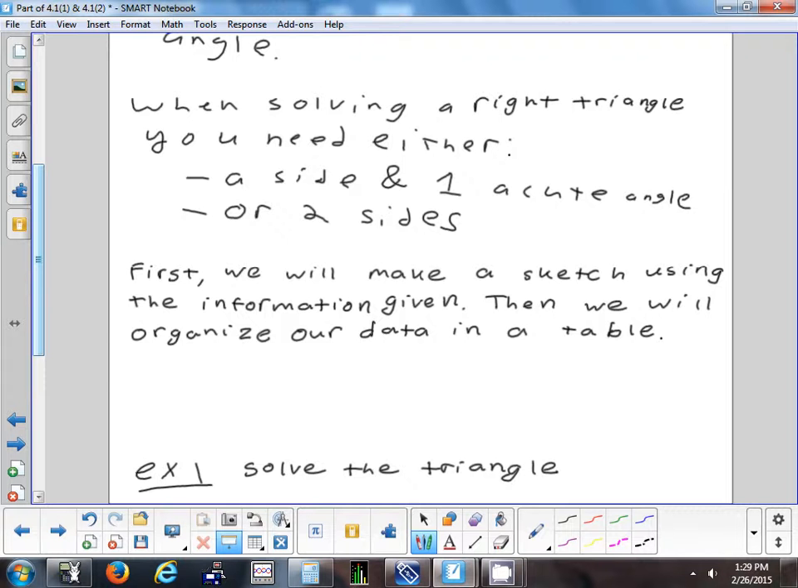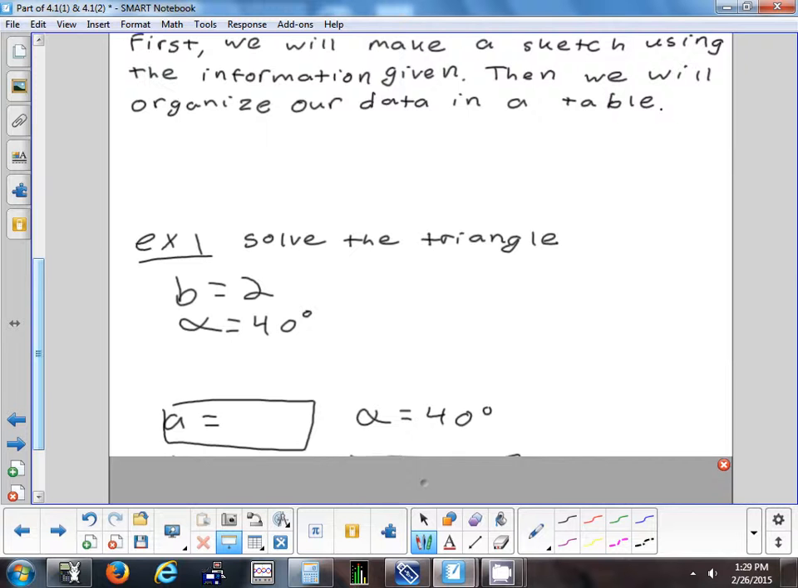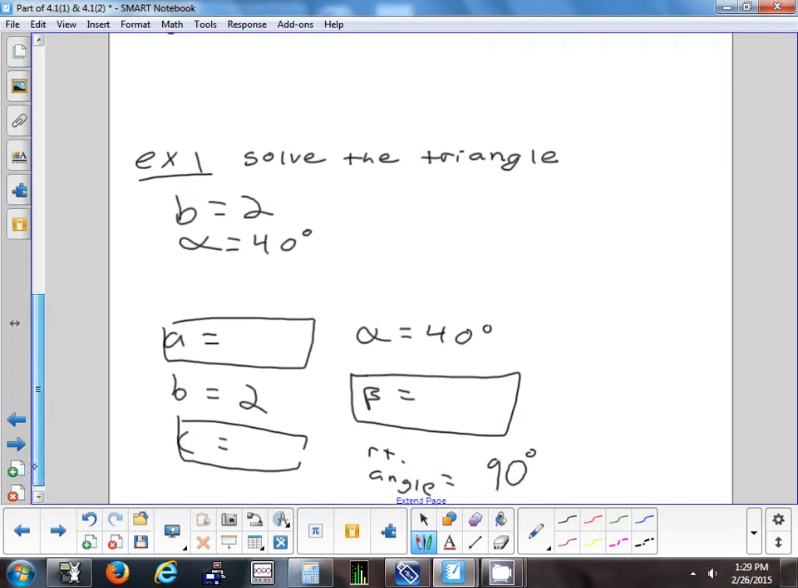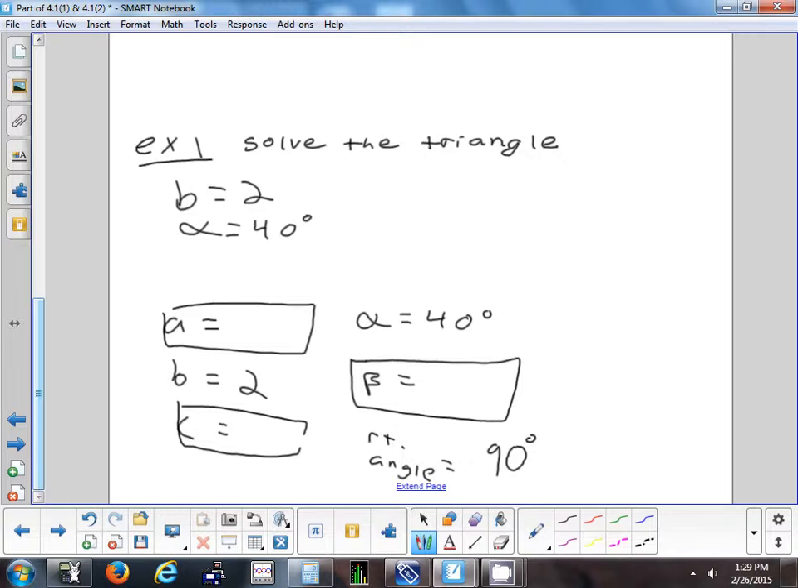Okay, so let's try solving a triangle. This is an example of the first case. They gave you one side, and they gave you one angle. What I'm going to do for my table is list A, B, and C going down one side, and then alpha, beta, and the 90 going down the other side. If you have a better way to organize your information, that's fine, but I found the table seems to be simple and it works. So that's what we usually do.